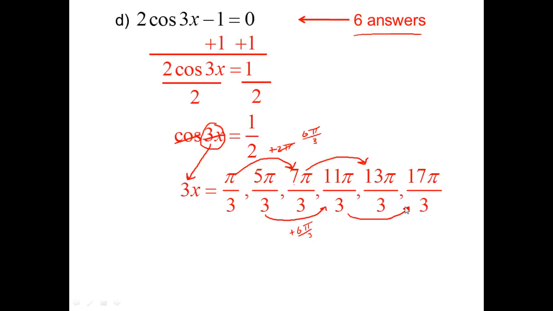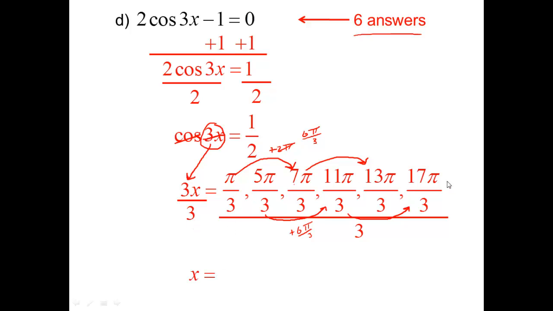Now, of course, you might be thinking this is ridiculous because my original direction said I could only go up as high as 2 pi. These two answers are in the interval 0 to 2 pi, but the rest of them are larger than the unit circle. Well, let's realize we're not done. We now have to divide everything by 3. When I divide everything by 3, this 3 finally cancels out.